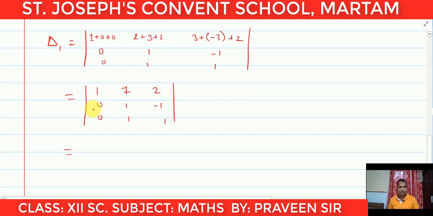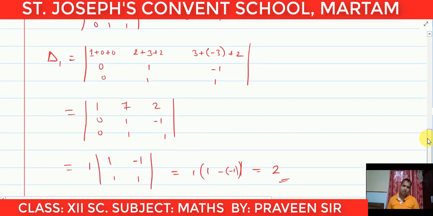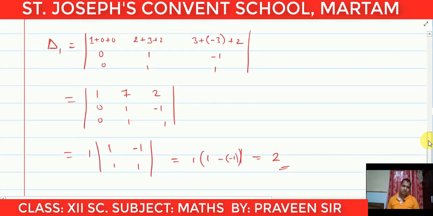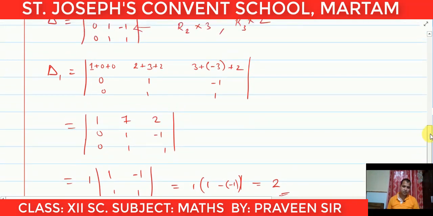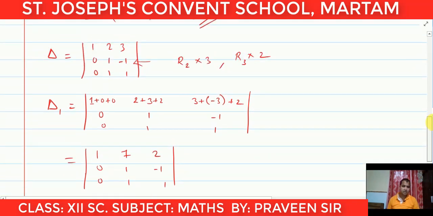So along the first column I'll get this 1, minus 1, 1, 1. Again, if you see, it's coming 2 only. Even if you would have done along the first row or any other row or any column, your answer would have come 2 only. So in this example what I did, I added multiples of 2 and multiples of 3 to the first row using second and third.